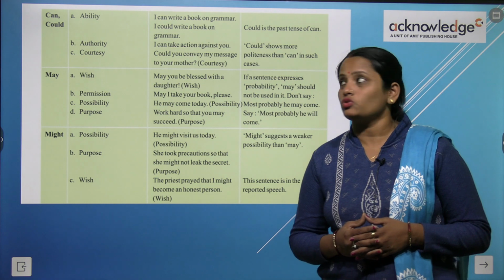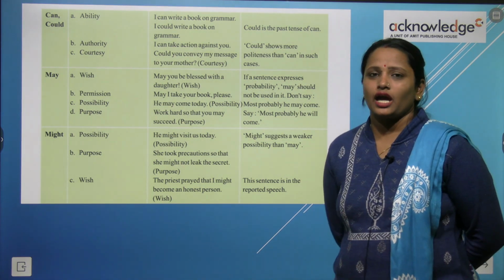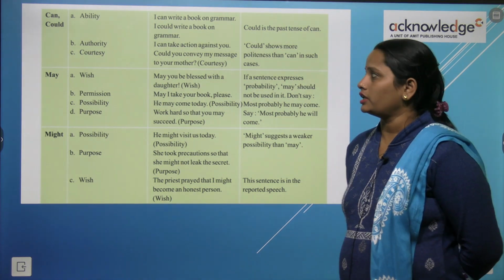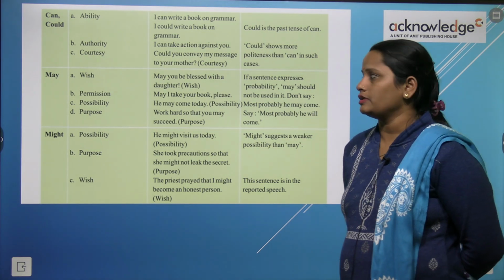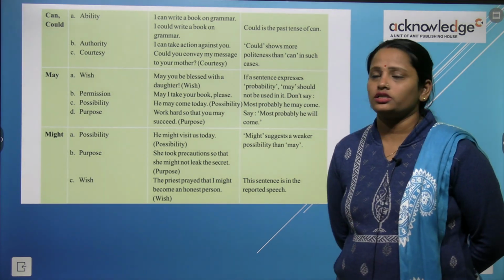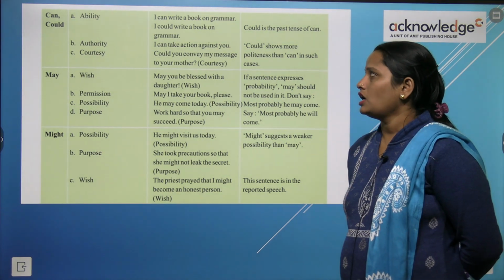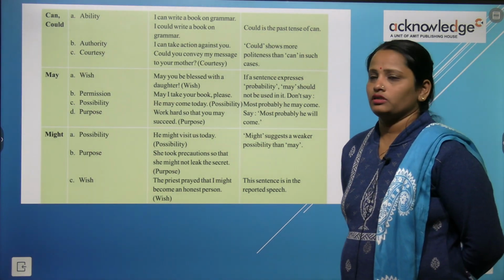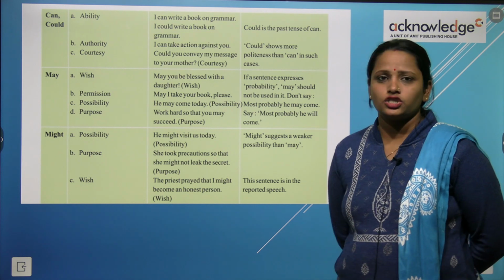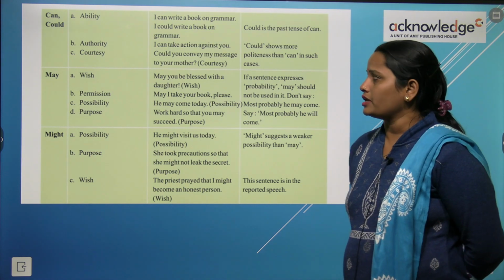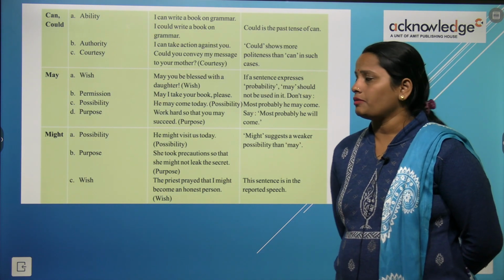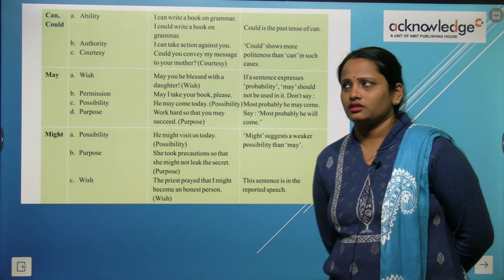Now let's come to can, could. When do we use can or could? It shows ability, authority and courtesy. I can write a book on grammar. I could write a book on grammar. I can take action against you. Could you convey my message to your mother? So this last one is courtesy.